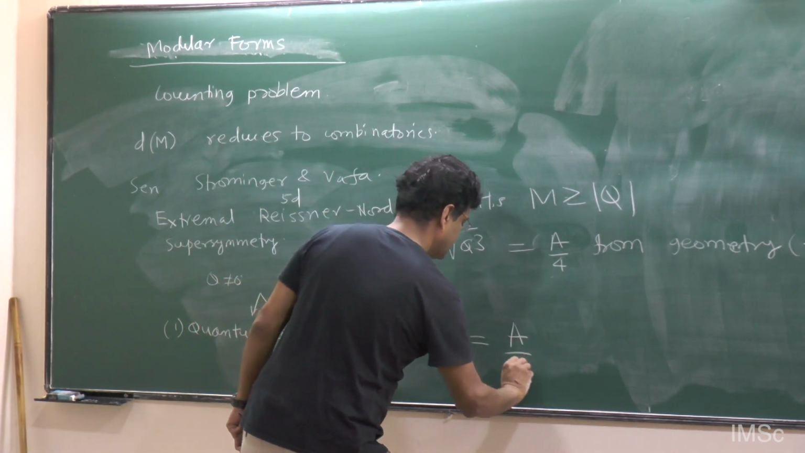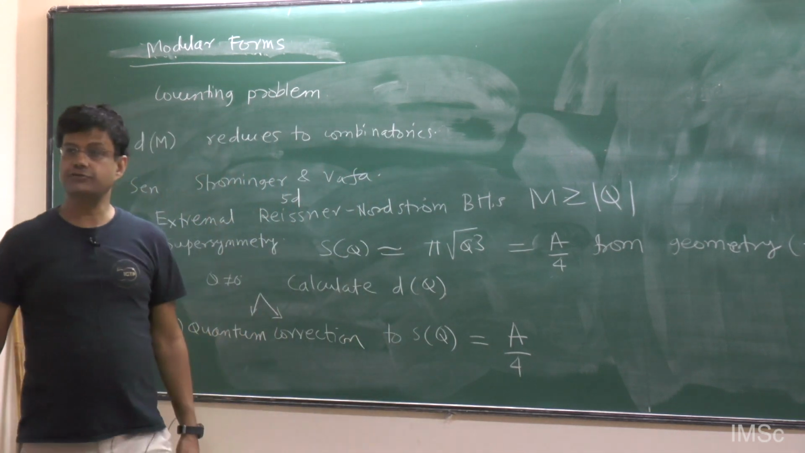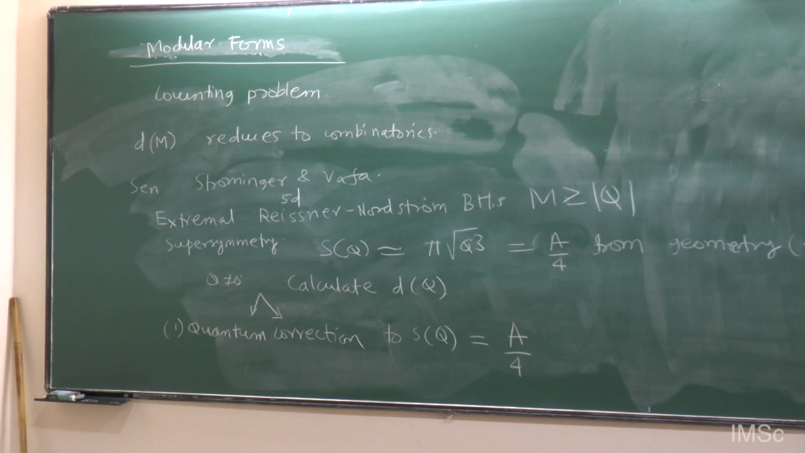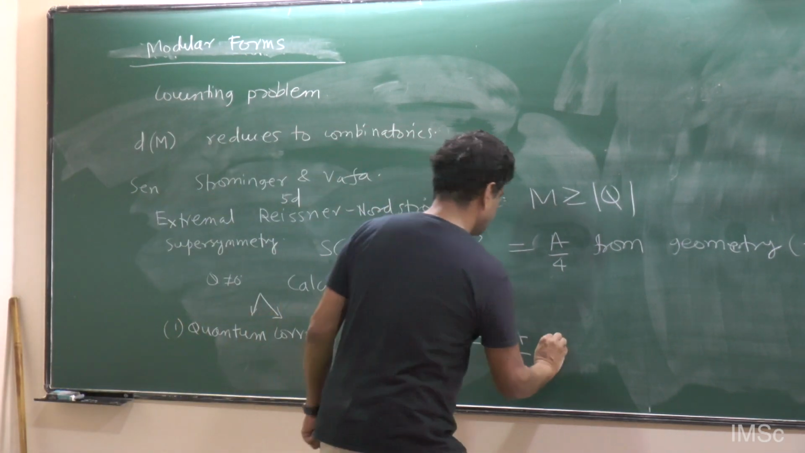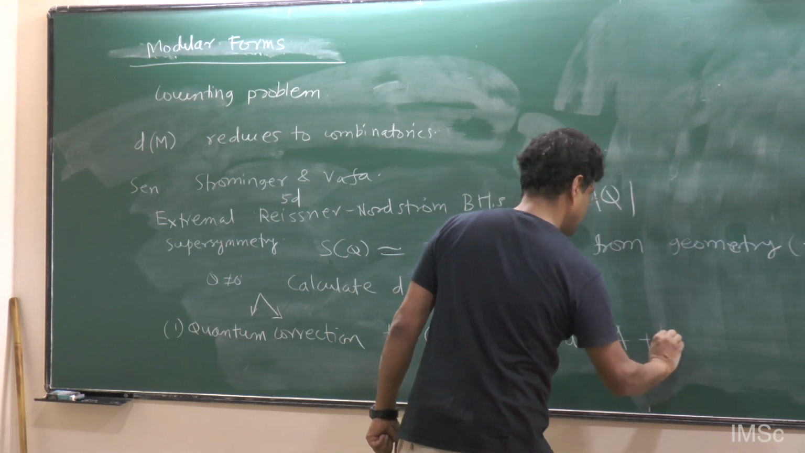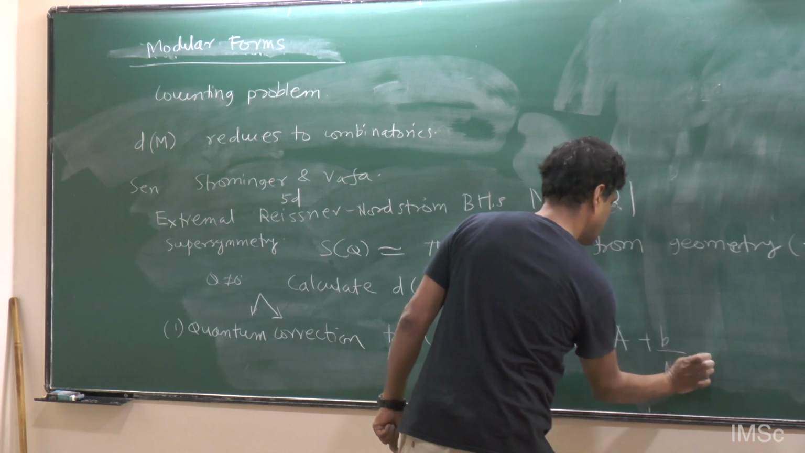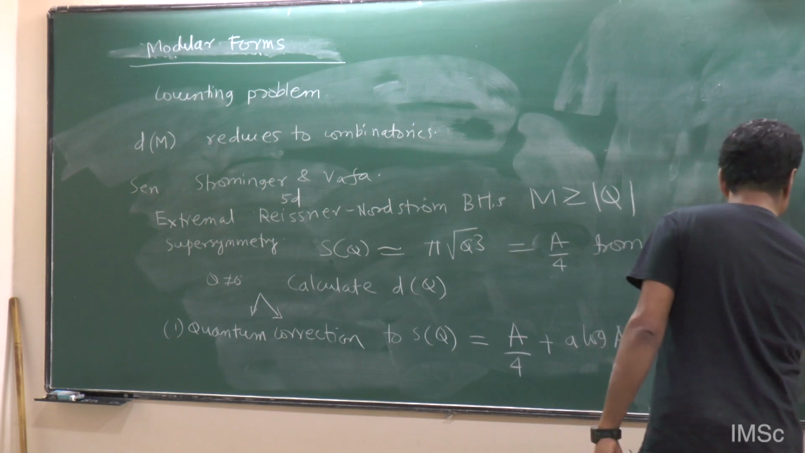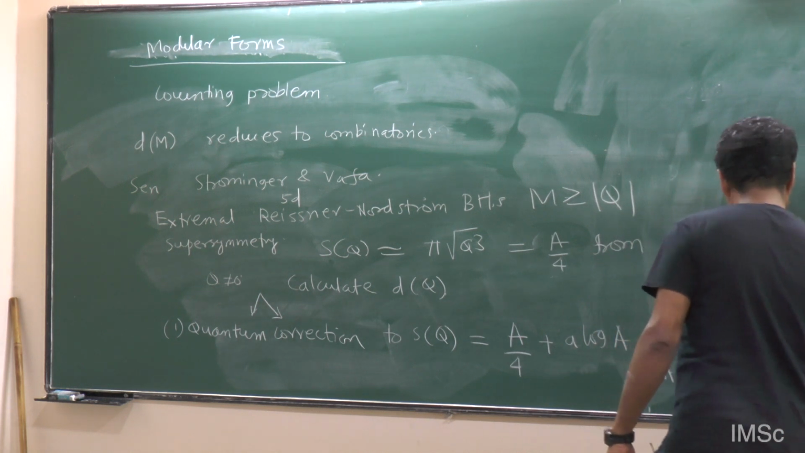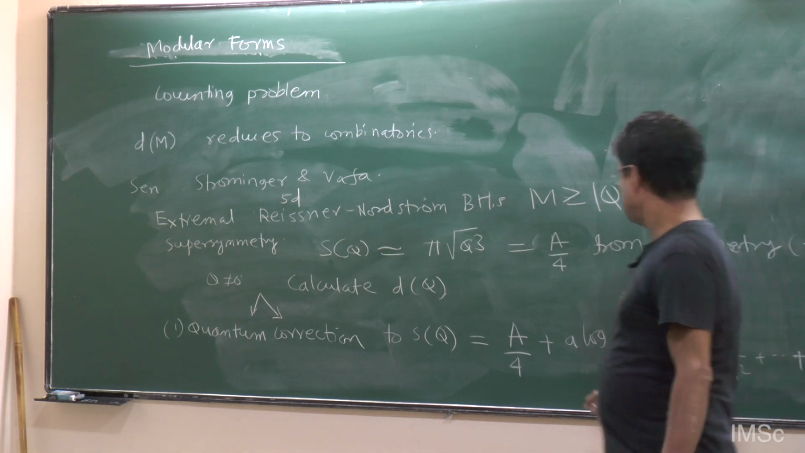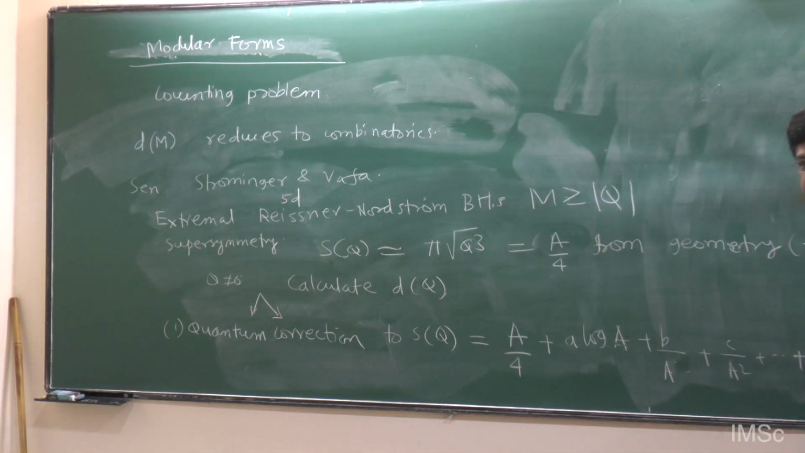What do we mean by that? Area upon 4 is actually only the leading answer to some quantity. And generically you expect all kinds of corrections to it, with some coefficient A log of area plus B upon A plus C upon A squared and so on. And sometimes you can even have non-perturbative corrections. And the question is, can we calculate all these corrections first of all? Can we even give a definition of these corrections?